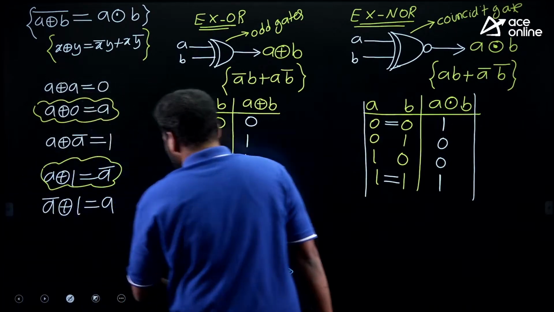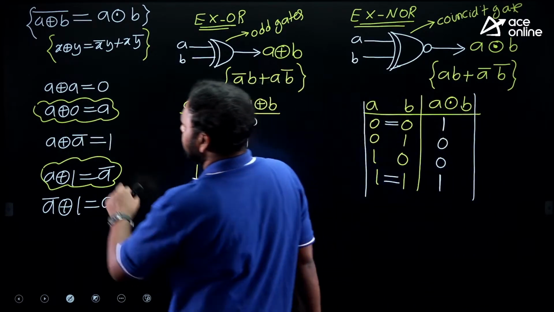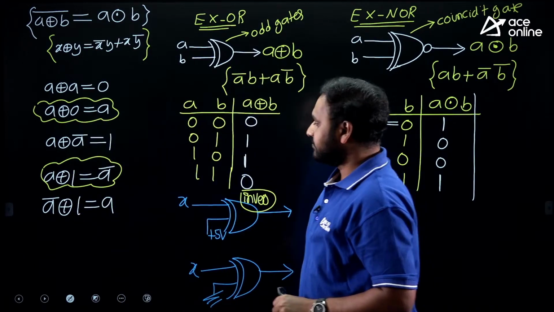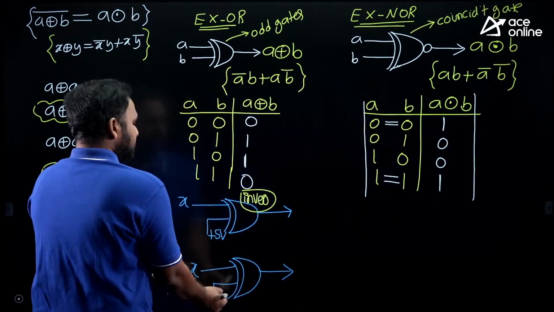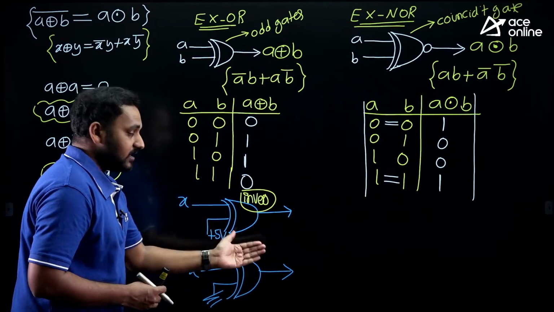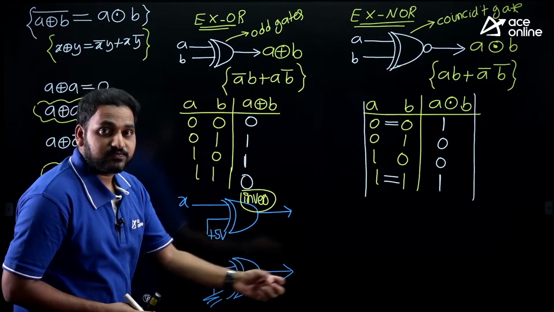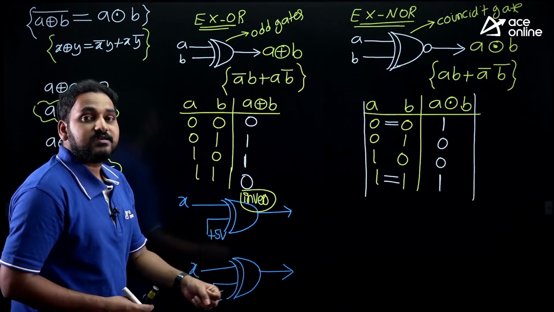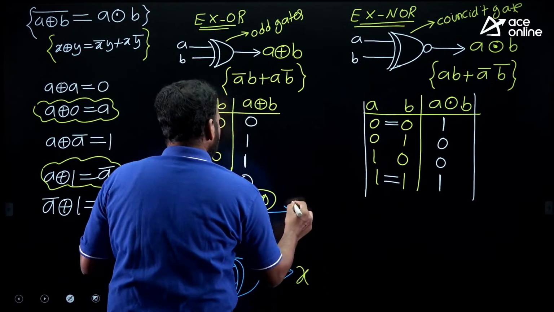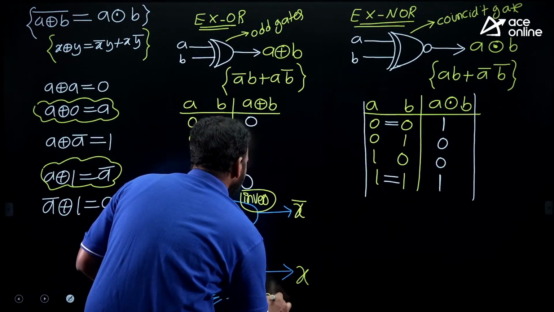If one input is ground means what? 0. If one input is 0, A XOR 0, what did you get at the output? A. That means if one input is 0, whatever the next input terminal is available, that can transfer to the output. In this case, this element is acting as a transparent switch. It is just like a buffer. Output is X. What about this? X bar, and here it is acting as buffer.